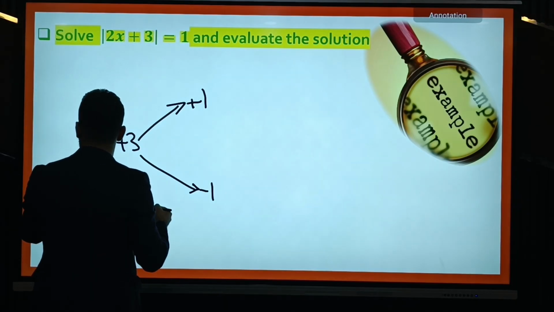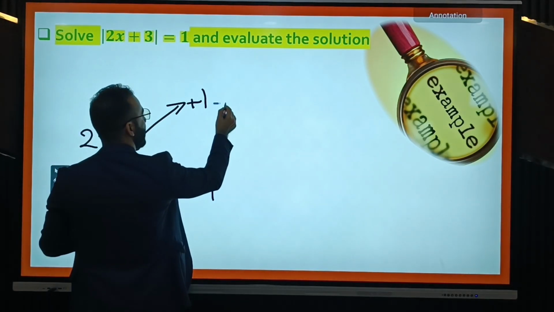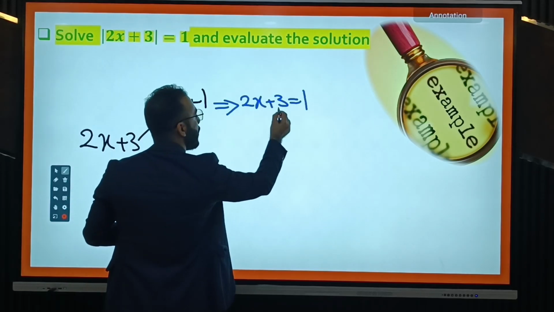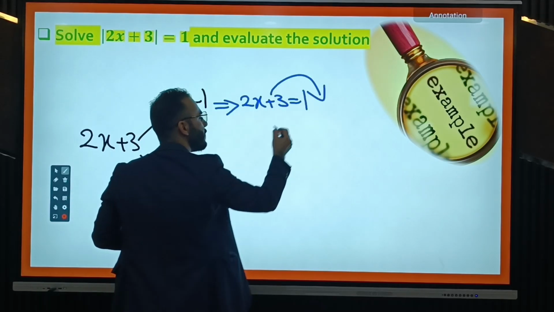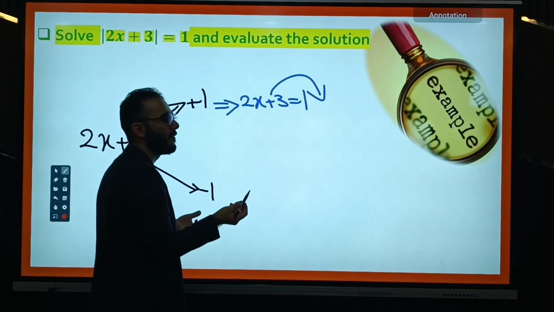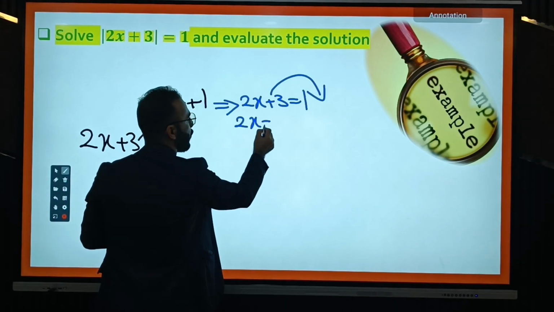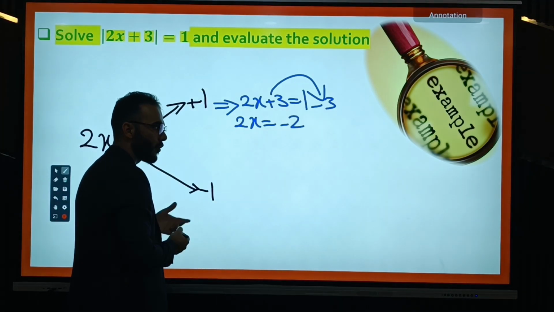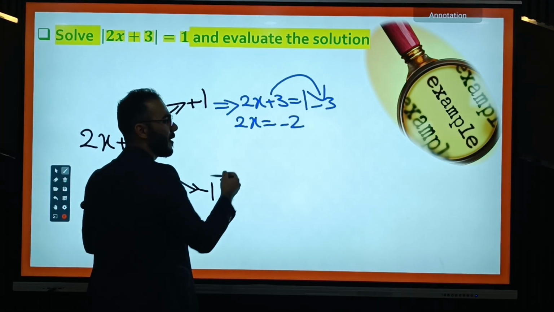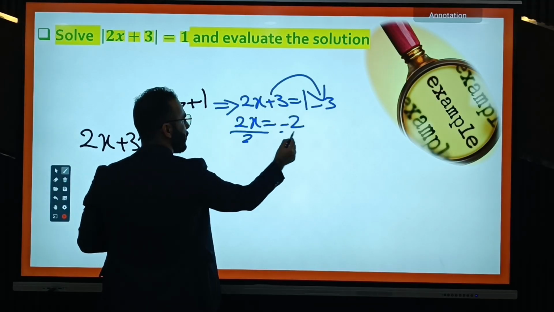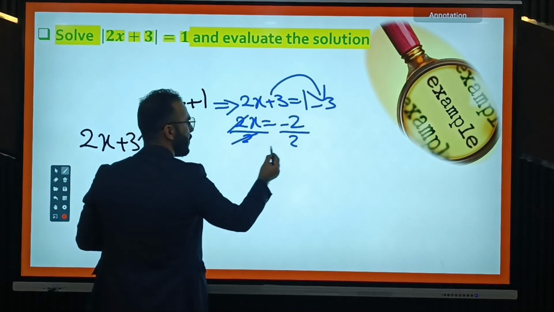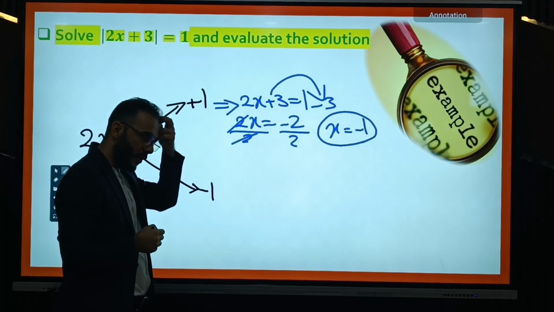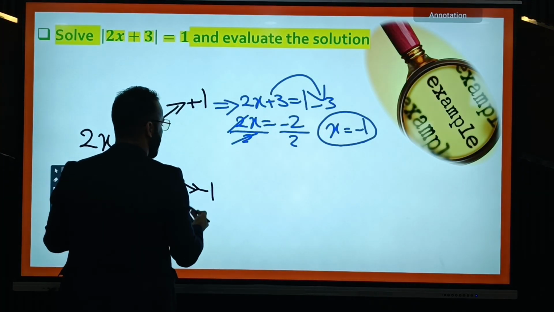So let's go with the positive one first. We're going to say that 2x plus 3 equals 1. Move the 3 to the other side, so we are going to have negative 3. 2x equals 1 minus 3, which is negative 2. Divided by 2, divided by 2. These 2s cancel, and x equals negative 1. Clear? Perfect. How about if we go with the negative 1?